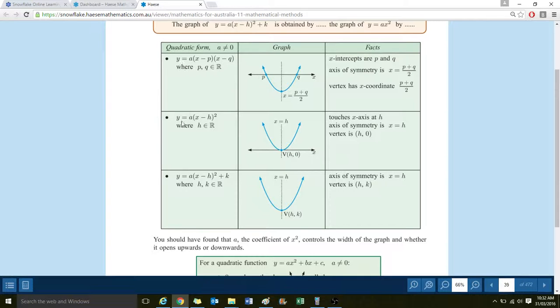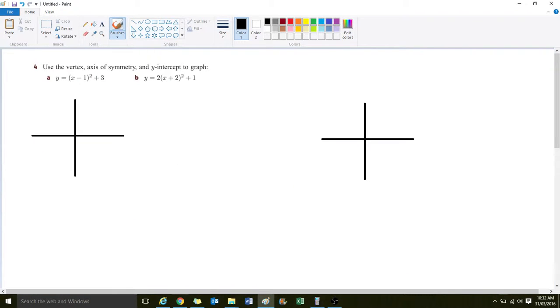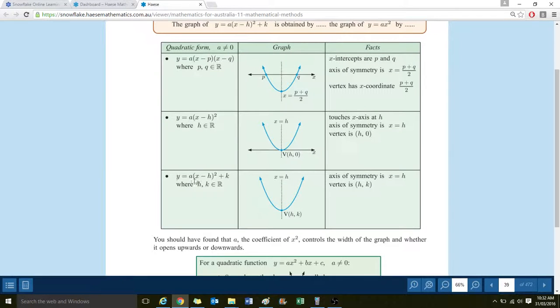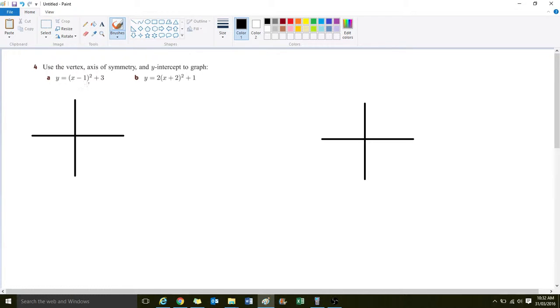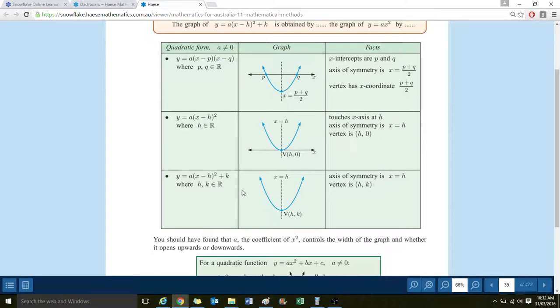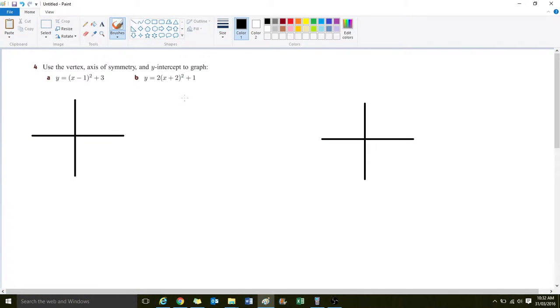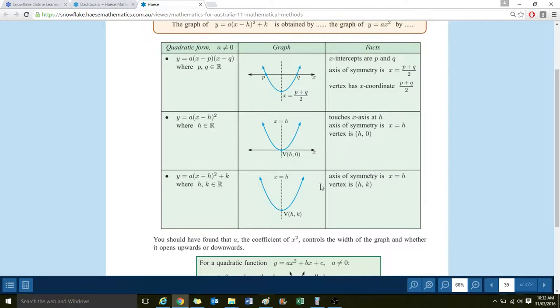A good way to look at it is to ask, what form does this function have? It's got x take 1 squared and then plus 3. So it's very similar to this one here, where a is just 1 out the front, 1 times x take h, and in this circumstance h is 1 as well, and our k value is plus 3. So this box tells us lots of information about it.